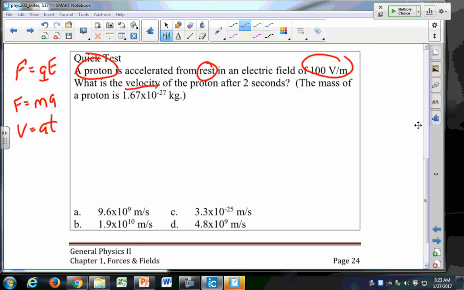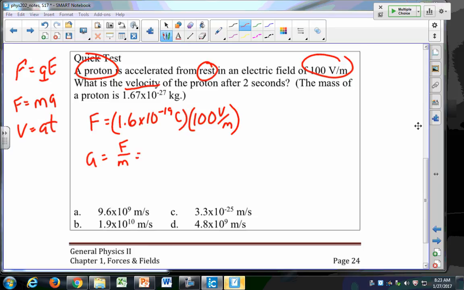Yeah, that's right. So F is QE. The force on this particle is going to be 1.6 times 10 to the minus 19 coulombs times 100 volts per meter or newtons per coulomb. Either one of those units is fine. Then the acceleration is F over m, which is 1.6 times 10 to the minus 17, the force, divided by 1.67 times 10 to the minus 27. Then V is equal to A times T, with the time of 2 seconds, and so V is 0.9 times 10 to the 10th.